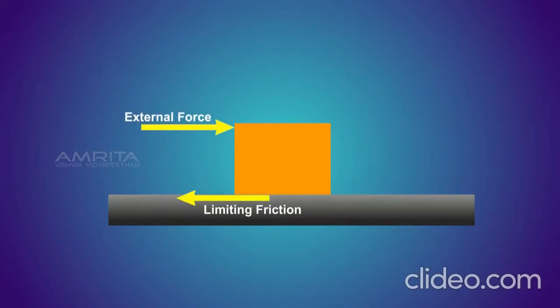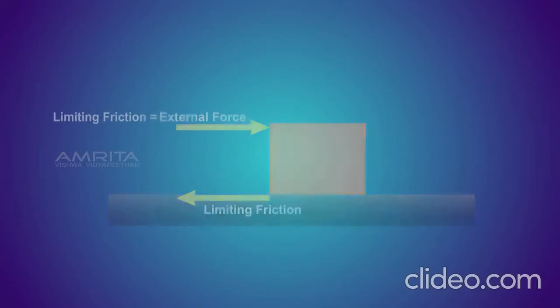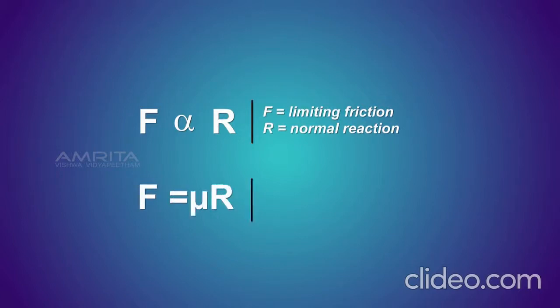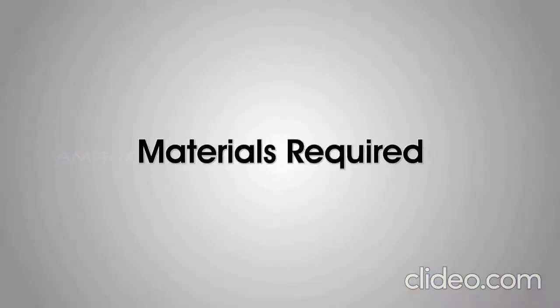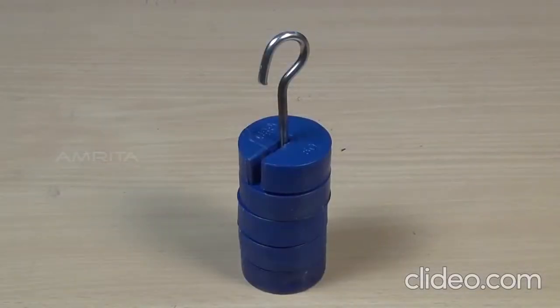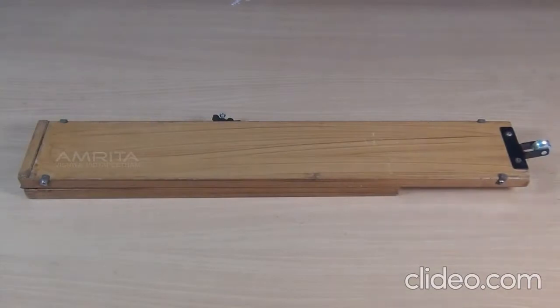Principle: the limiting friction is the least force required to move the body from rest. If F be the limiting friction and R be the normal reaction, then F is directly proportional to R. Therefore, F is equal to mu R, where mu is called the coefficient of friction, which is a measure of friction based on the types of material that are in contact. Materials required: wooden block with a hook on one side, 50 or 20 gram slotted weights, horizontal plane fitted with a frictionless pulley at one end, spring balance, thread.